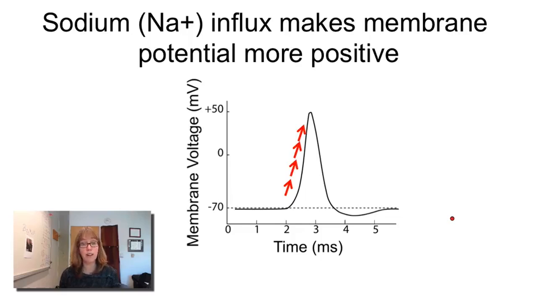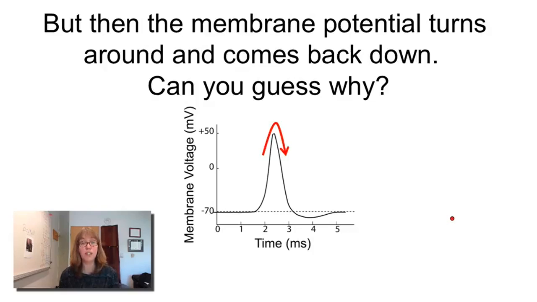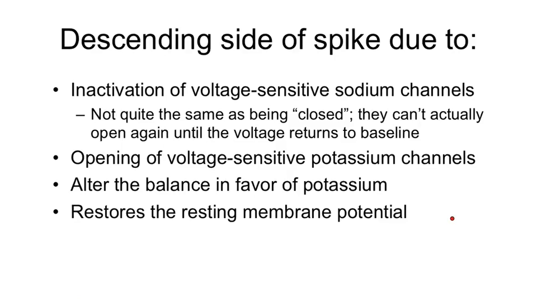At about that point, something else starts to happen. As you can see, the membrane potential starts to come back down again. Can you guess why? So the descending side of the spike is due to several factors. It's due to an inactivation of voltage-sensitive sodium channels. That means that not only are they closed, but they can't be reopened right away. They can't actually reopen until the membrane returns to rest. That prevents these channels from reopening prematurely as the voltage starts to drop.